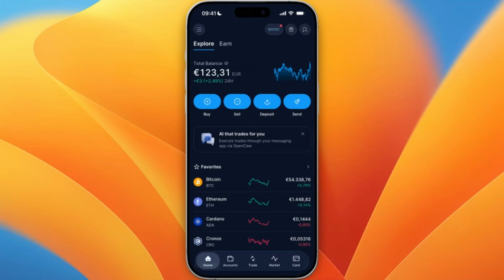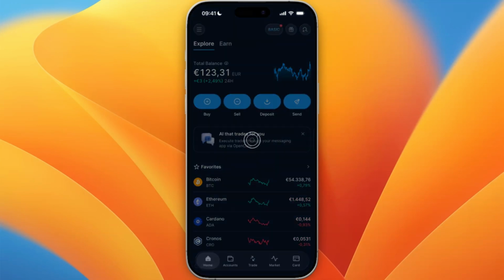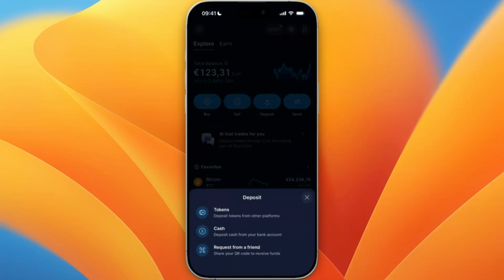In this video, I will show you how to receive money on Crypto.com. So in order to receive some money, first just open Crypto.com, then go to Accounts in the bottom, then from the home screen click on Deposit, and then there's a few different ways you can receive money.